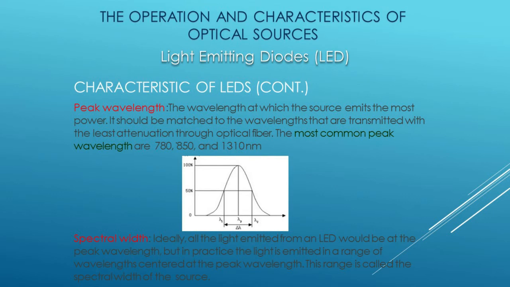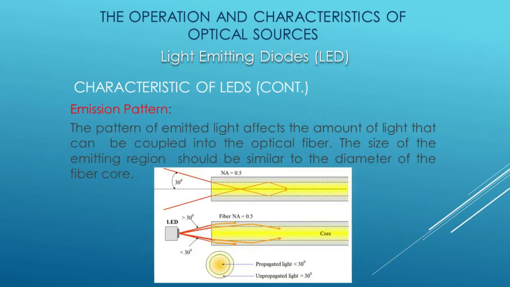Spectral width. Ideally, all the light emitted from an LED would be at the peak wavelength, but in practice the light is emitted in a range of wavelengths centered at the peak wavelength. This range is called the spectral width of the source. Emission pattern. The pattern of emitted light affects the amount of light that can be coupled into the optical fiber. The size of the emitting region should be similar to the diameter of the fiber core.